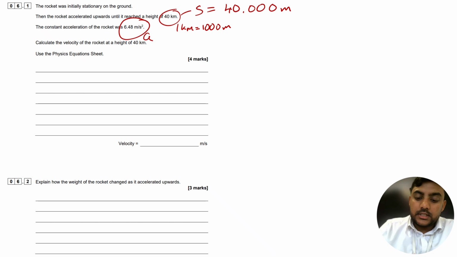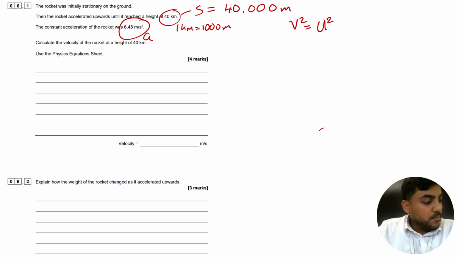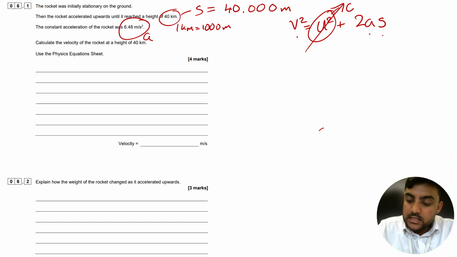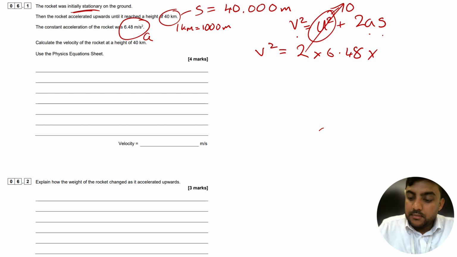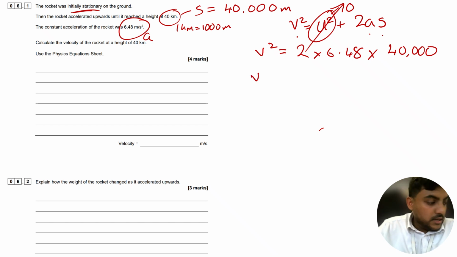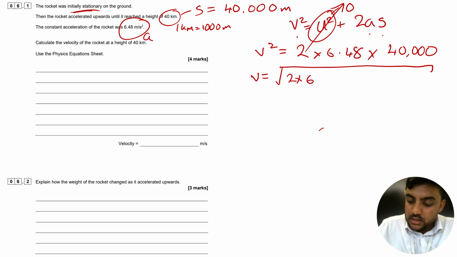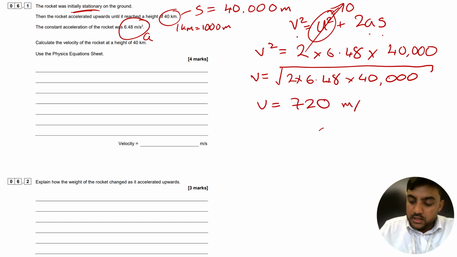So we need something that links acceleration, distance, and velocity. So the equation is v squared is equal to u squared plus 2as. This equation links velocity, acceleration, and distance with initial velocity. However, u is 0 because it was initially stationary. So v squared is equal to 2 times 6.48 times 40,000. Therefore, v is equal to the square root of 2 times 6.48 times 40,000. Therefore, v is equal to 720 meters per second.